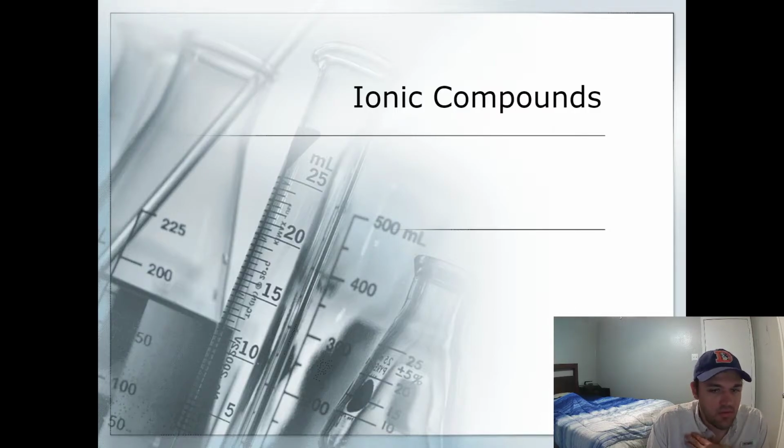So last week, when you were looking at the Lewis dot structures, all of those compounds you were drawing were all covalent bonds. All right, what we're worried about this week are ionic bonds.